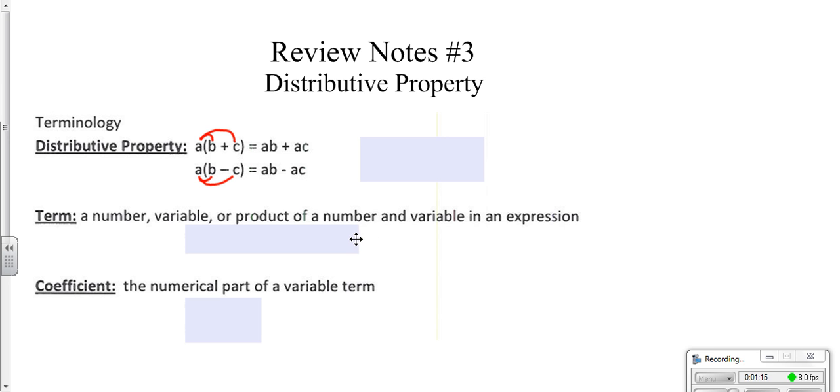A term. This was discussed in review 1. What is a term? Well, it's a number, variable, or product of a number and variable in an expression. Now let's take a look at this example here. We have an expression, and it is x squared plus 3x minus 5. Now it's an expression because there's no equal sign, but notice that none of them are like terms. They are all different. We discussed that in review 1 also. So this expression is said to have 3 terms because they are all considered unlike terms.